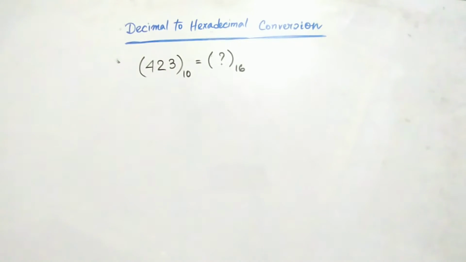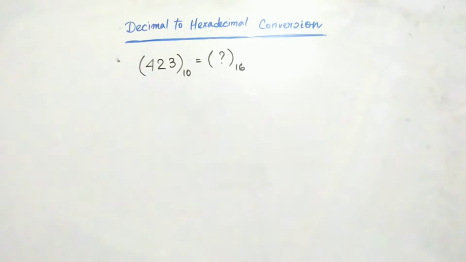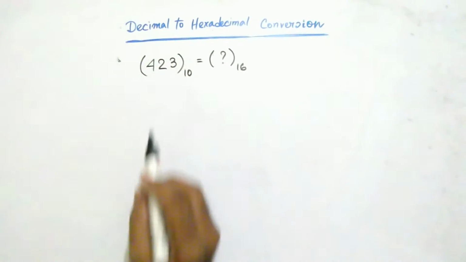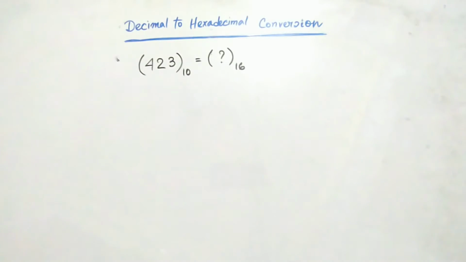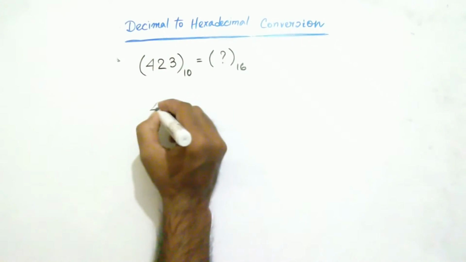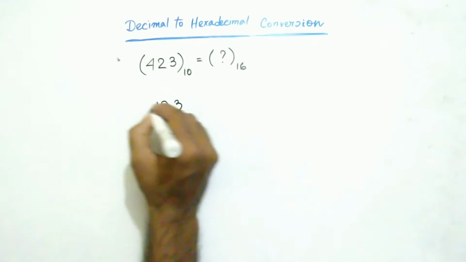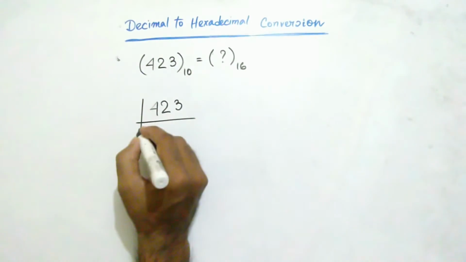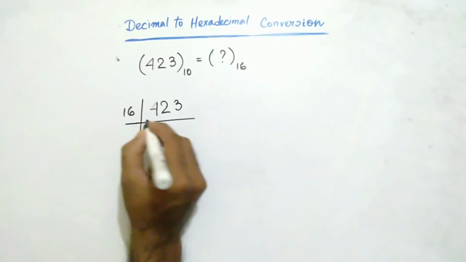Finally we are going to collect all the remainders from bottom to top order to get the hexadecimal equivalent of the given decimal number. So let's start with the given number, which is 423 in decimal. We are going to divide this number by the base of the hexadecimal, which is 16.